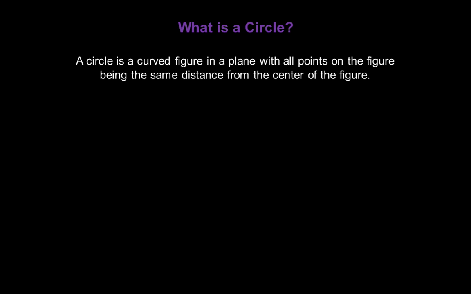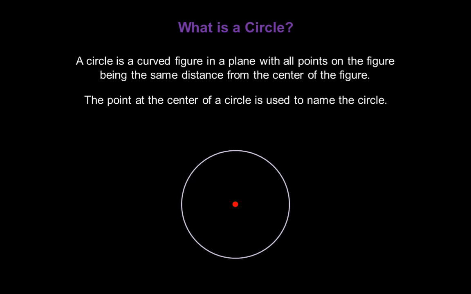A circle is a curved figure in a plane with all points on the figure being the same distance from the center of the figure. The point at the center of a circle is used to name the circle. So this is circle A.